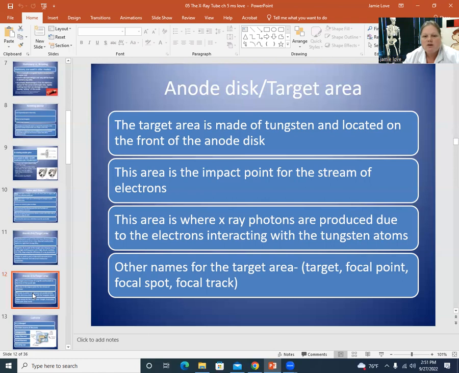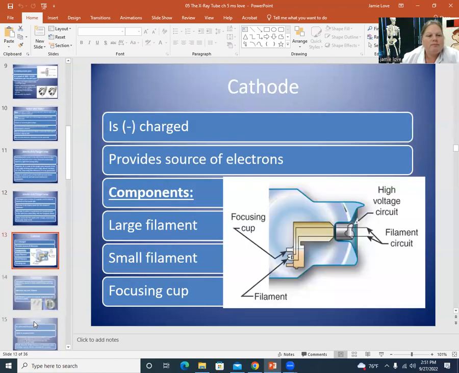Some other names for that target area. Love to give us 5 names to remember. The target, the focal point, the focal spot, the focal track. Focal spot a lot of times is also used besides target.